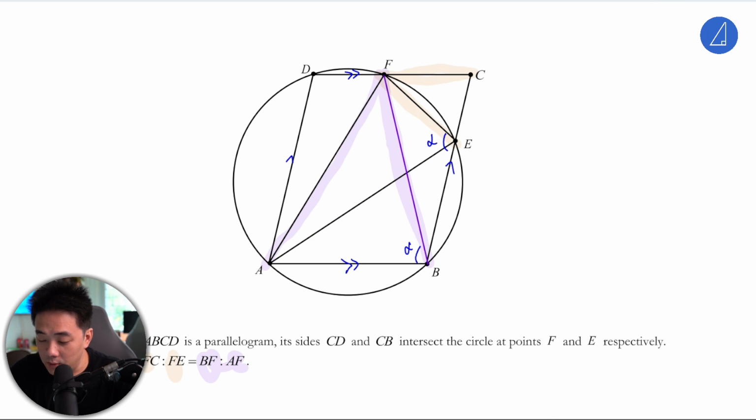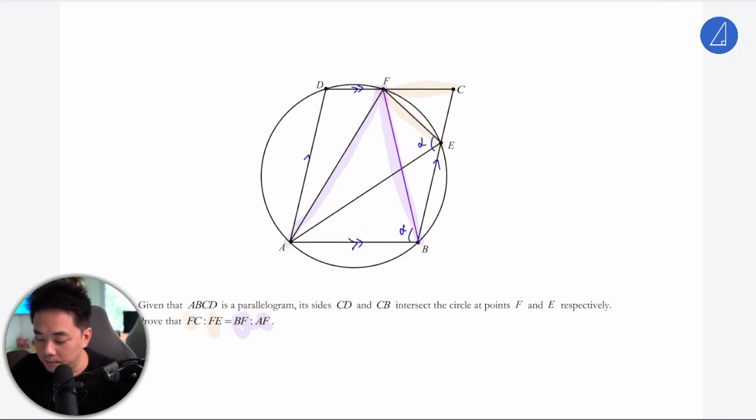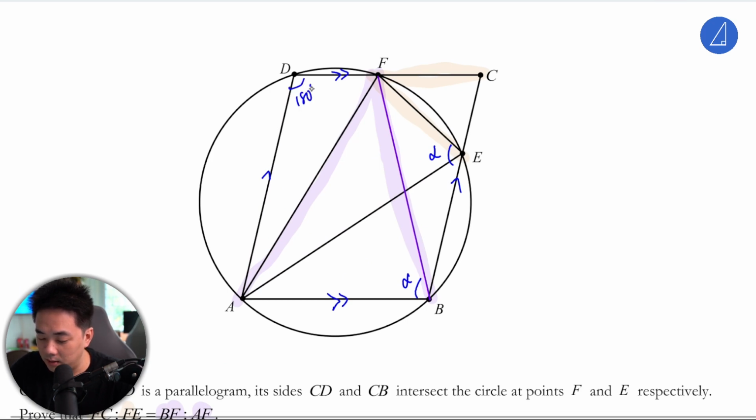Now, what I'm going to do is look at the angle in the opposite segment. So in this cyclic quadrilateral here, this over here will be 180 minus alpha. So opposite of this will be 180 minus alpha. Now, because this is a parallelogram, this angle here is also supplementary. So this angle here is actually an interior angle. So this is 180 minus 180 minus alpha, which is alpha. So essentially this will give you alpha.